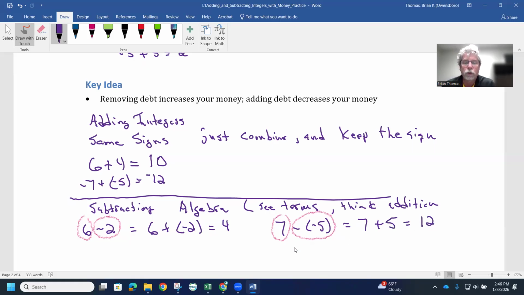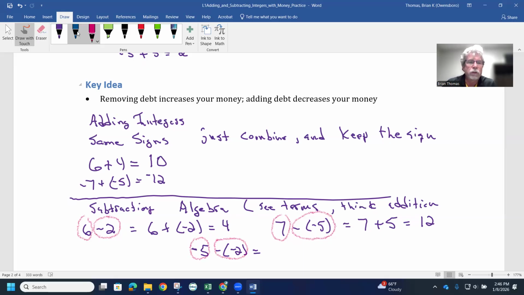Here's the one that we really want to look at. When we see, say, a negative 5 take away a negative 2, this actually means I'm down 5, but I'm removing $2 of debt.